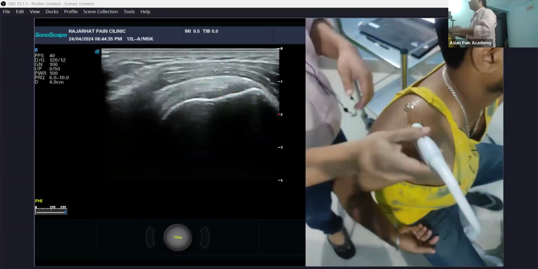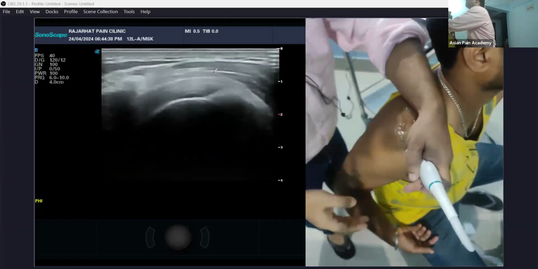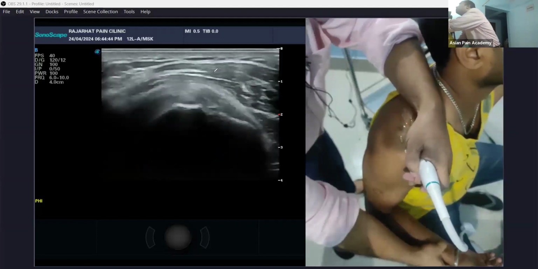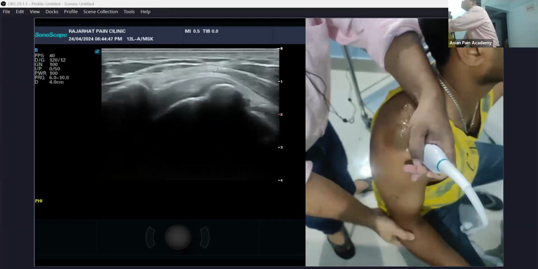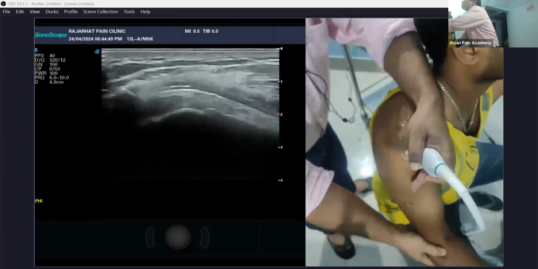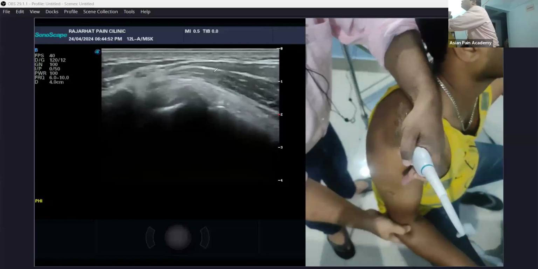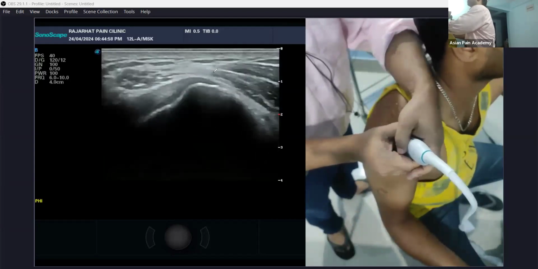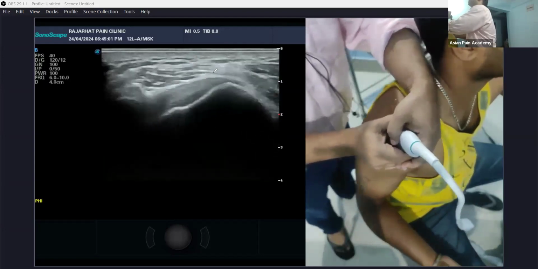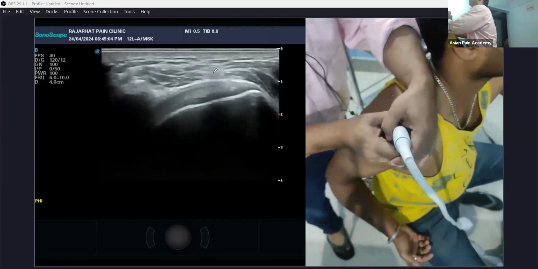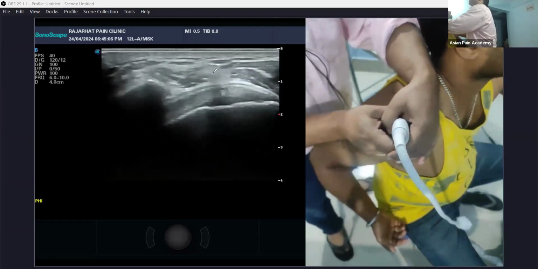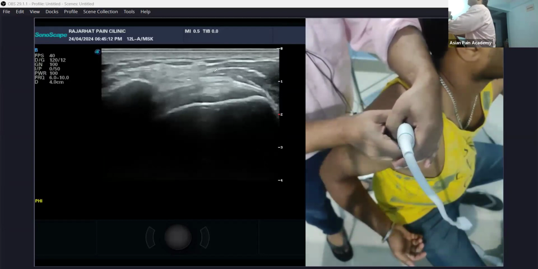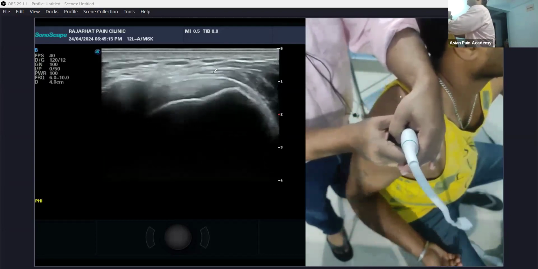Now you see the dynamic movement. If it goes in the neutral position, this part becomes much smaller. Now this part has become much smaller. Again, when he moves, it becomes a much bigger tendon. And you can see we have already seen the myotendinous junction. He is going back to the original position and you can see the movement.